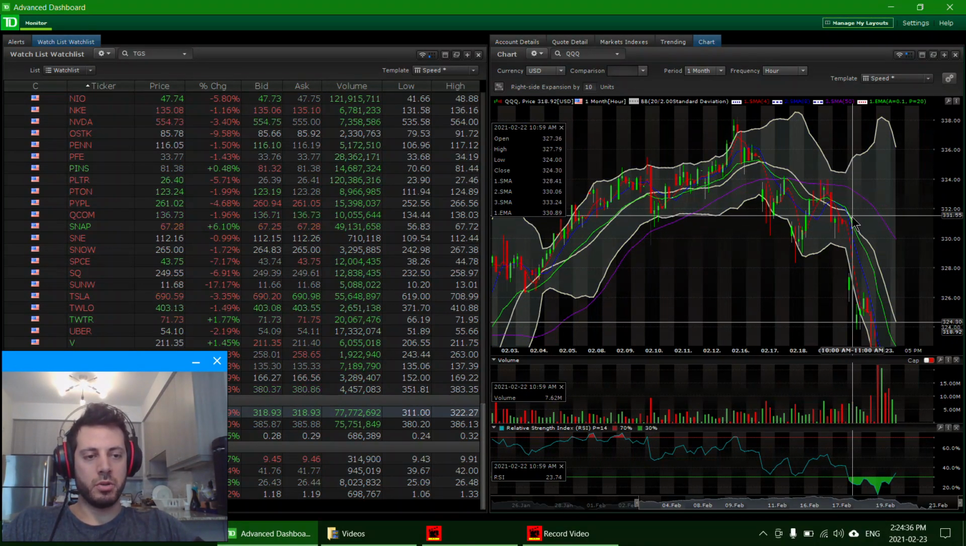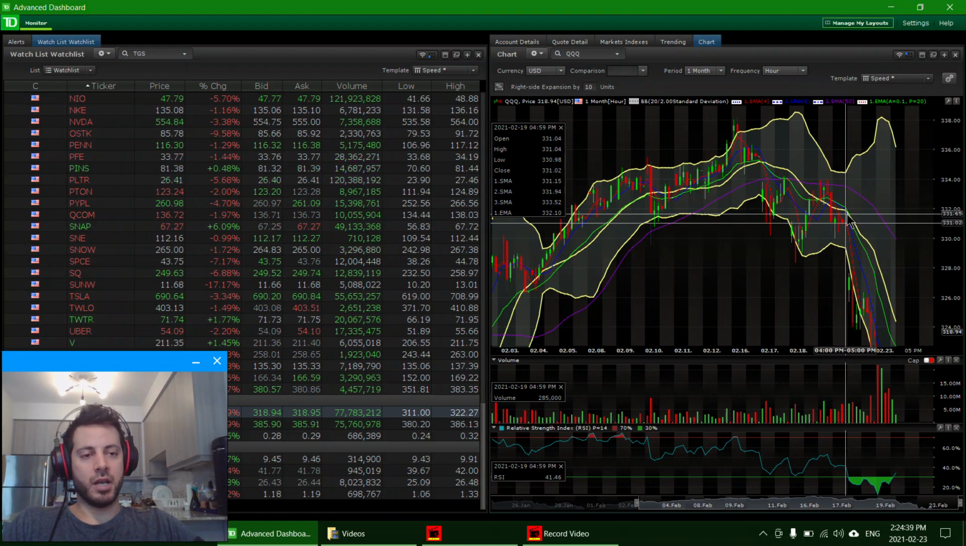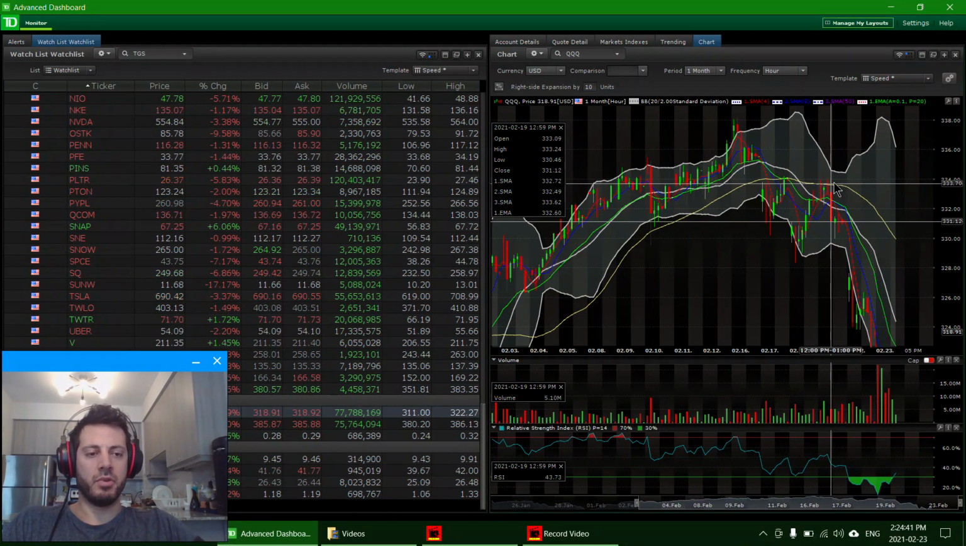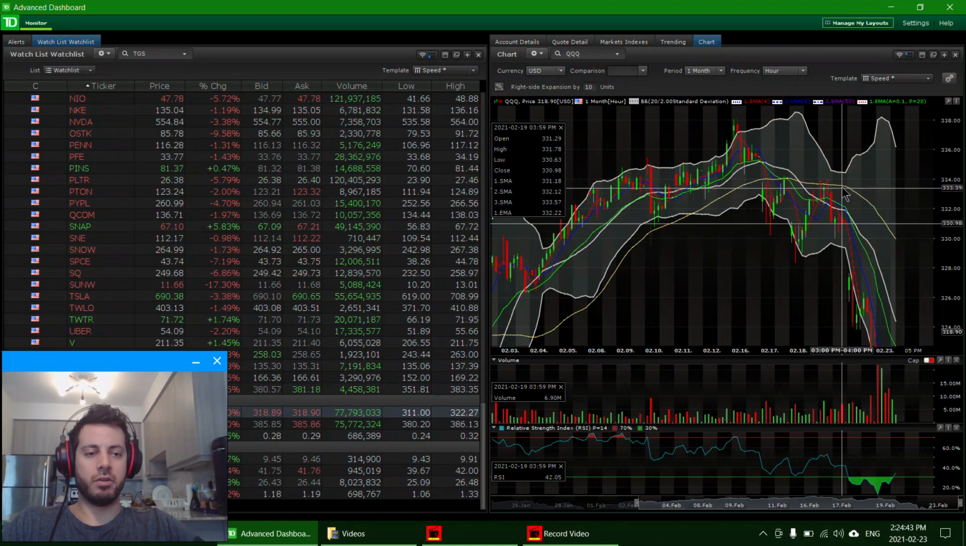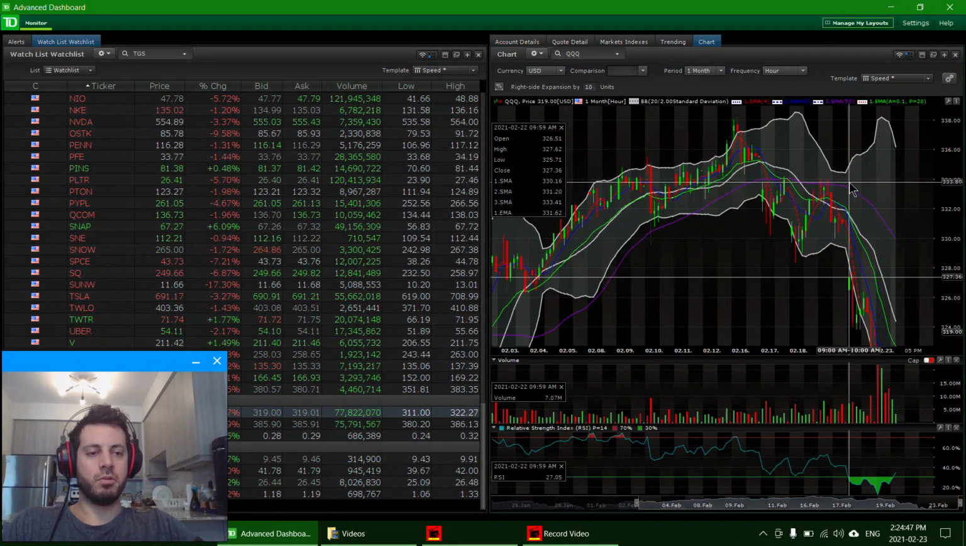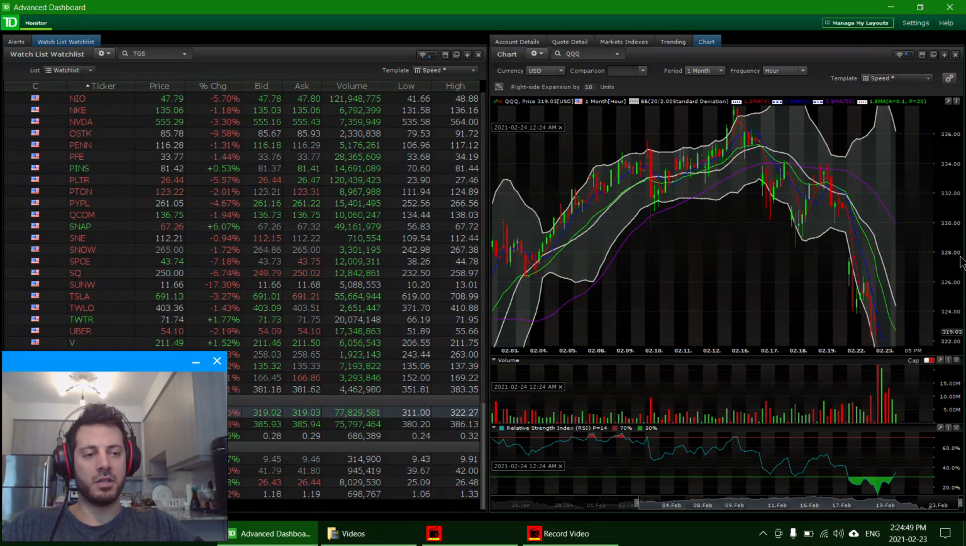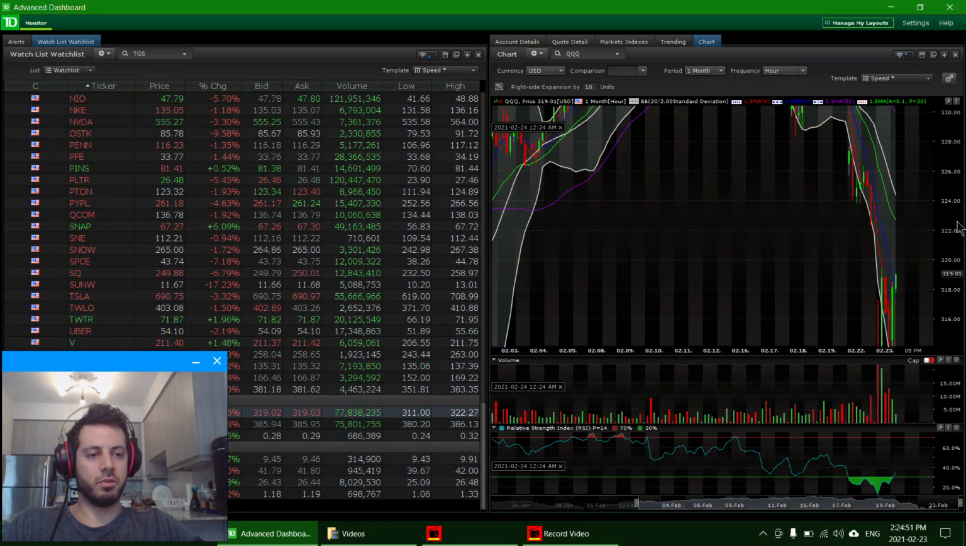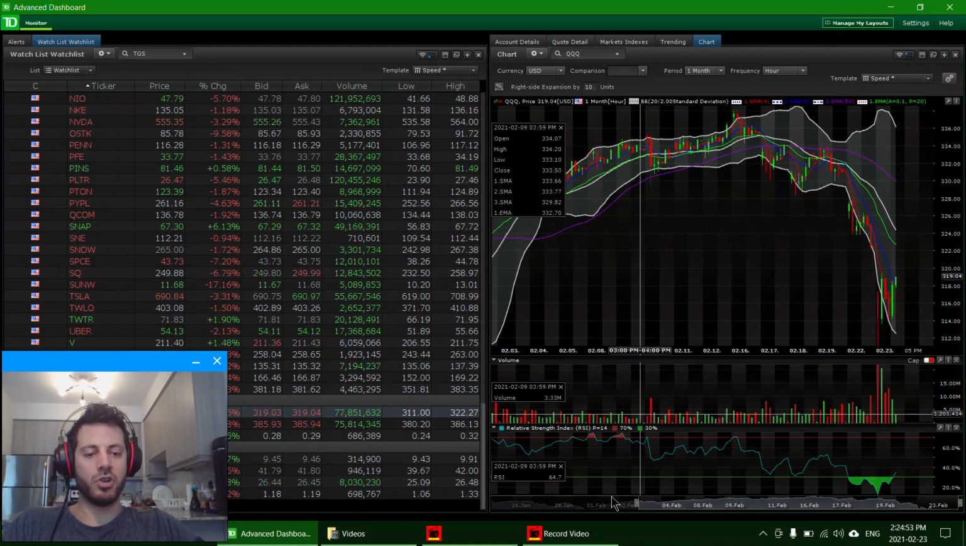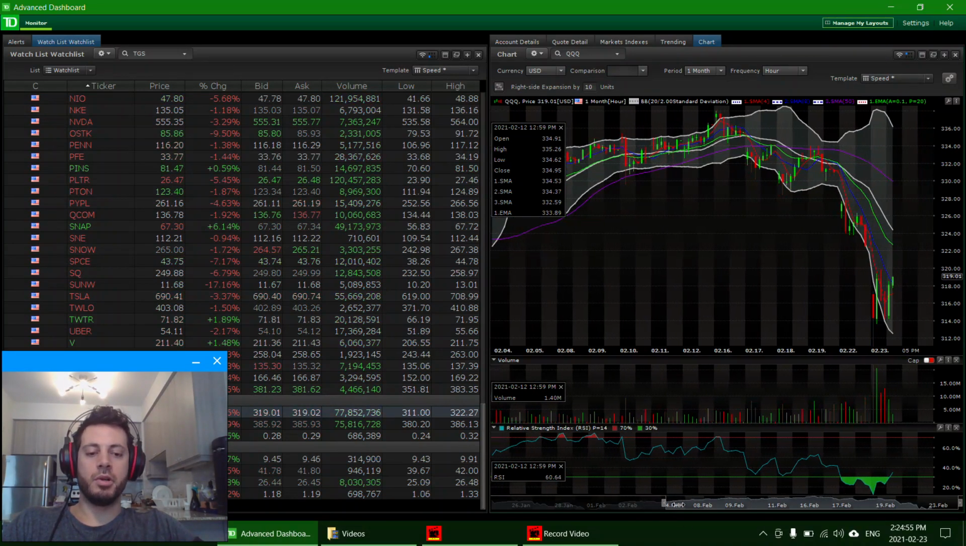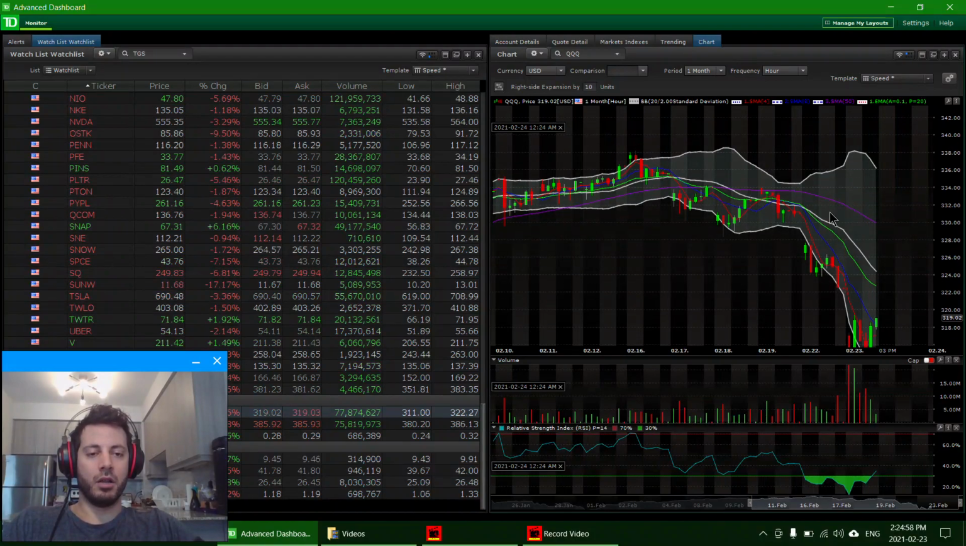So I entered my short position around here, and I would say this would be my stop out area. If it breaks above here, that's my signal that the pattern is being negated. It's not going to follow through, and let me take my loss. But it did follow through, and as you can see, it followed through in a big way, and we saw a big drop.